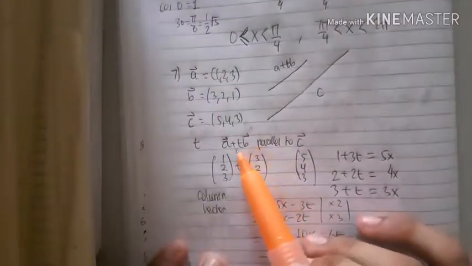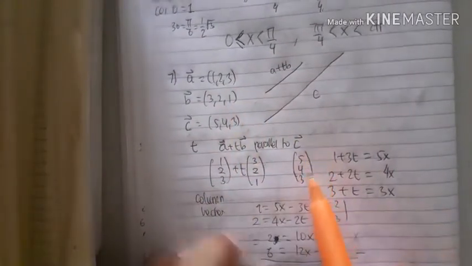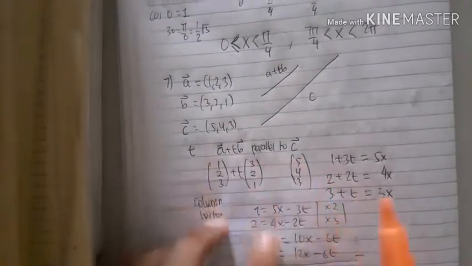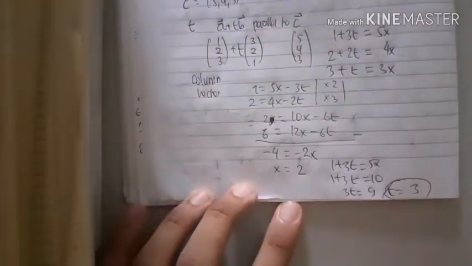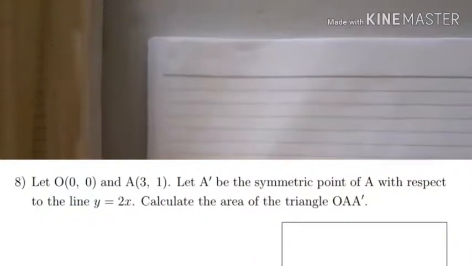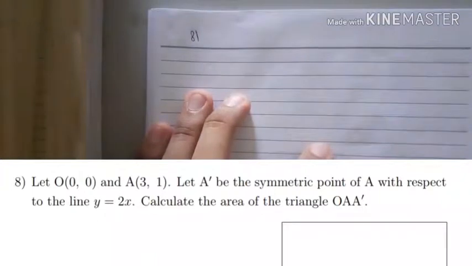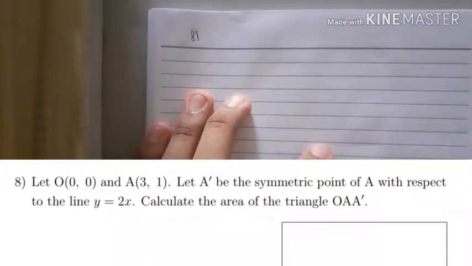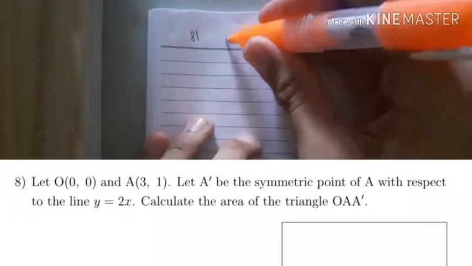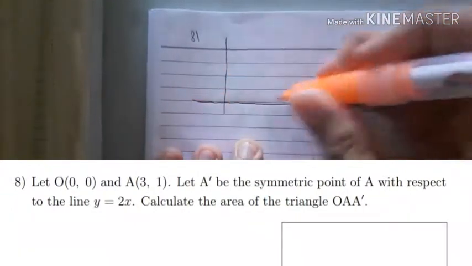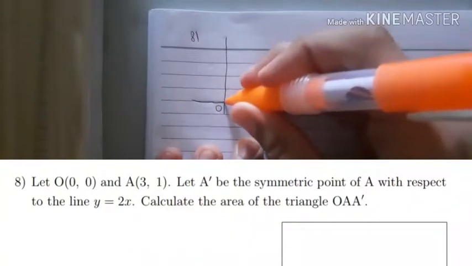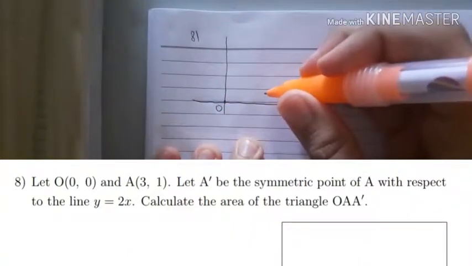So from this coordinate vector, to find the vector that is parallel, from A plus tB and C, just remember that the coordinate x must be equal, and you find the t. Okay, so that is for number 7. And now for number 8. Number 8 is related to geometry transformation, maybe, because it is a very unique question here. Let's say you have an origin. Let O be the origin, 0, 0, and A is 3, 1.